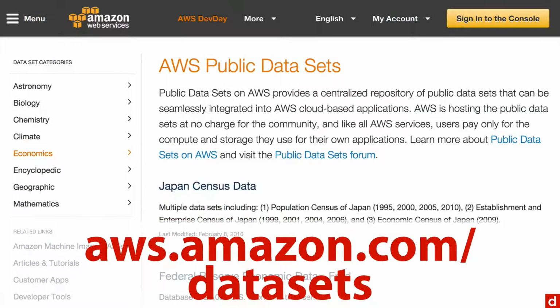And then Amazon at aws.amazon.com datasets has gargantuan datasets. So if you needed a dataset that was like 5 terabytes in size, this is the place that you would go to get it. Now, there's some pros and cons to using this kind of open data.